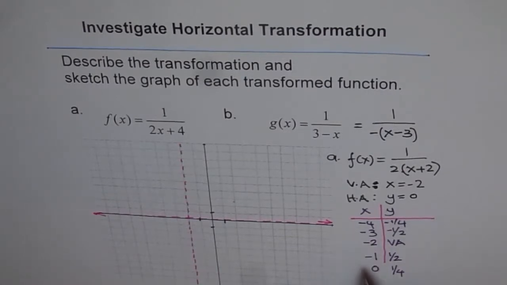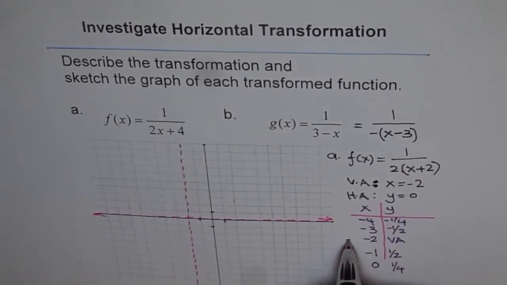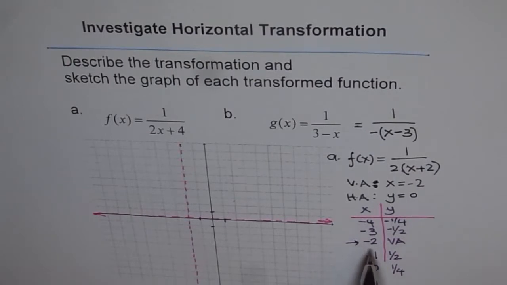Now, let's start plotting the points. And we'll always start from here only. So we say minus 2 is the vertical asymptote, correct. Now let's move right.